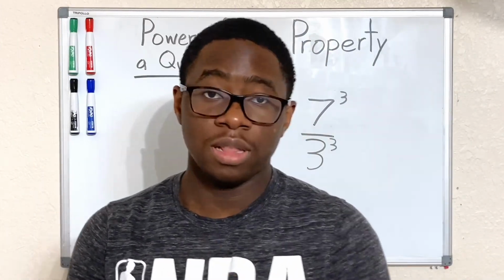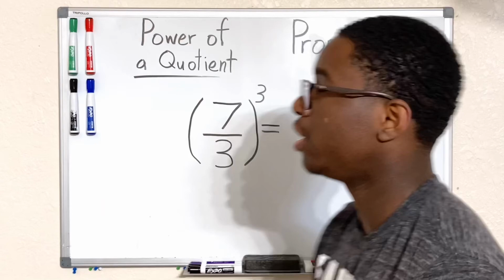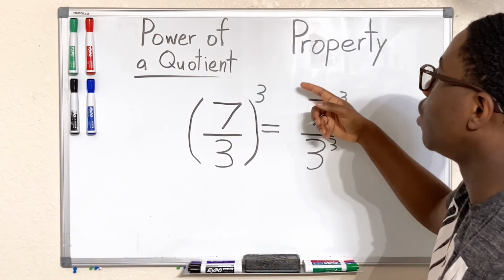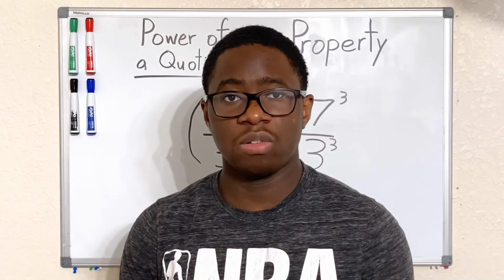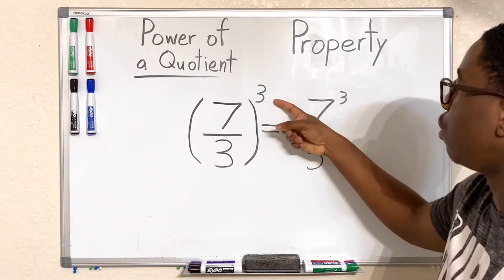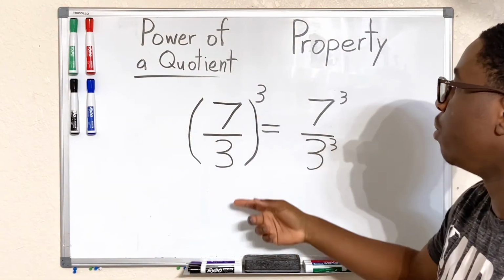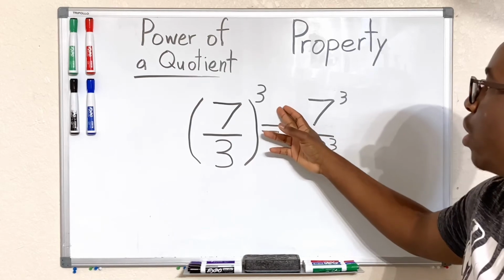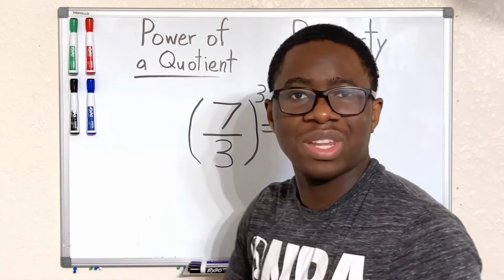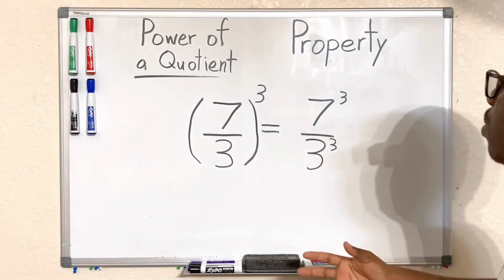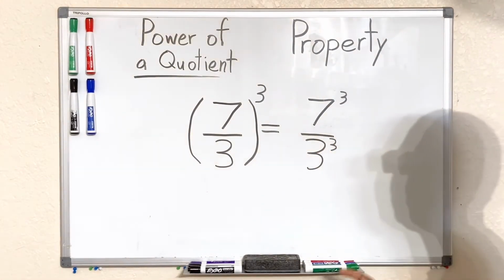Y'all, last property of the video. Let's finish strong. Here we have the power of a quotient property. It's kind of similar to the power of a product property in the sense that we are distributing our exponent to both terms, or to both numbers. So in this case, we have 7 divided by 3 raised to the 3rd power. Now, instead of dividing 7 and 3 and then raising it to the 3rd power, we have an easier route to simplify this and make it look easier.